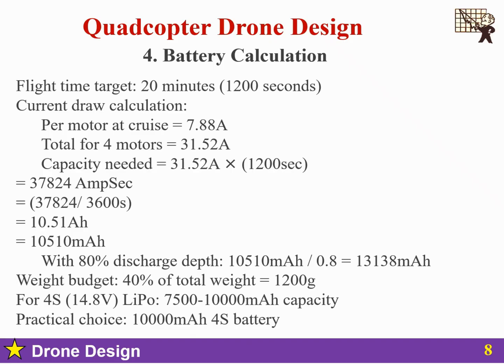Weight budget remains 40% of the total weight, that is 1,200 grams maximum. Practical selection would be a 10,000 mAh 4S battery, accepting slightly reduced flight time for better system practicality. The next would be the propeller selection.